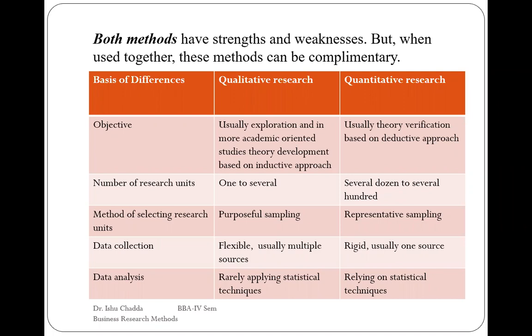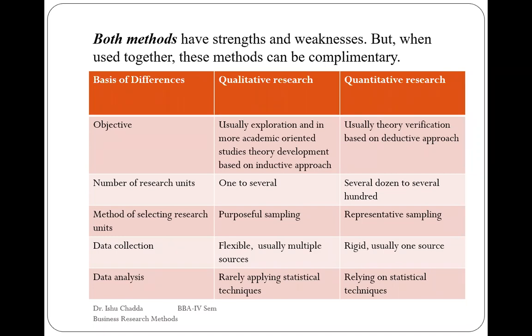The first difference is objective. If we talk about qualitative research, using exploration and in more academic orientation studies, theory development based on an inductive approach is followed. And if we talk about quantitative research, usually theory verification based on a deductive approach is followed. If you talk about the number of research units, qualitative research has one to several, and quantitative research, where you have more quantity, you can go with several dozen to several hundreds.